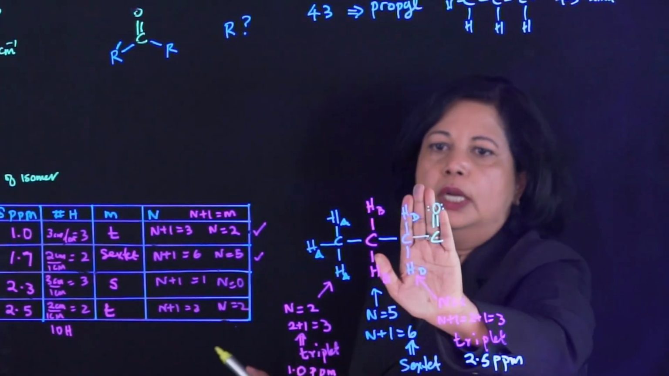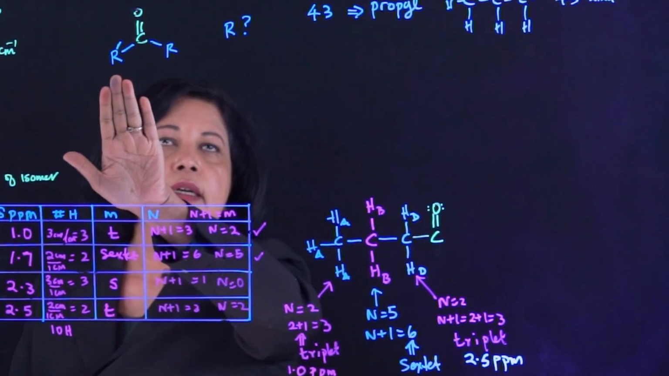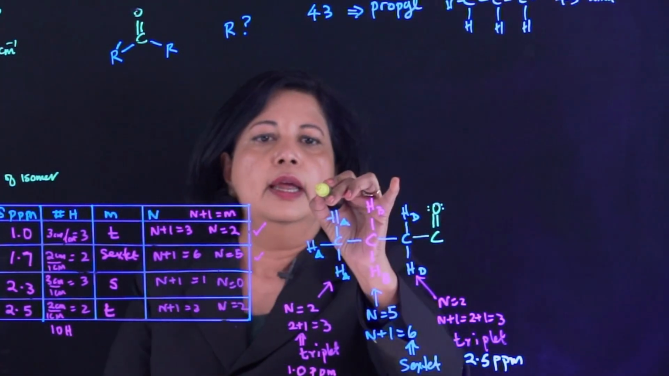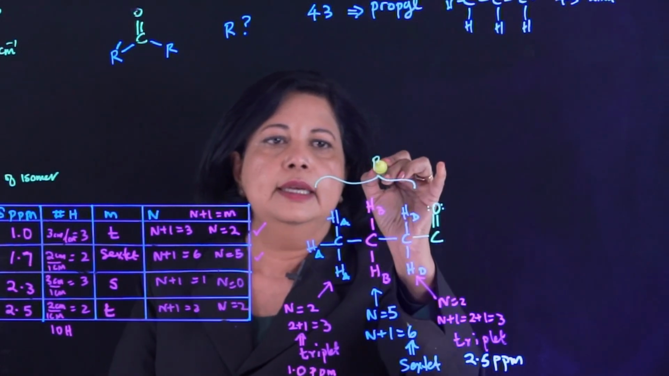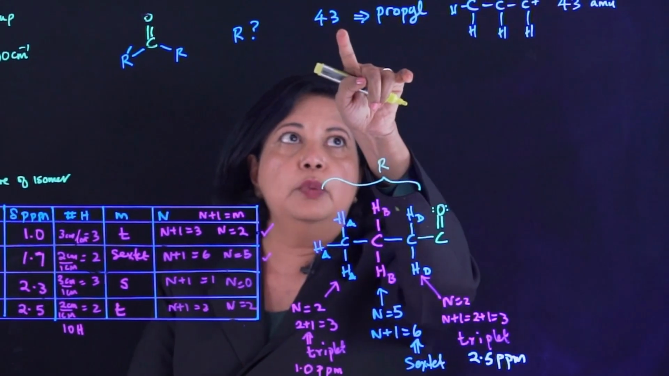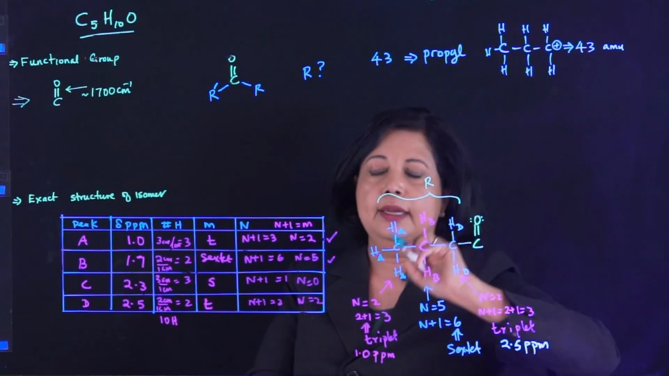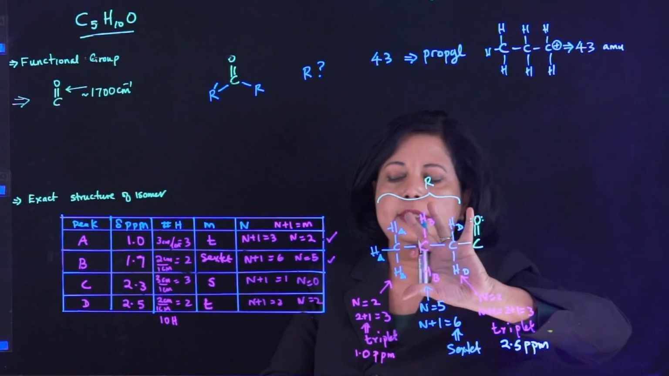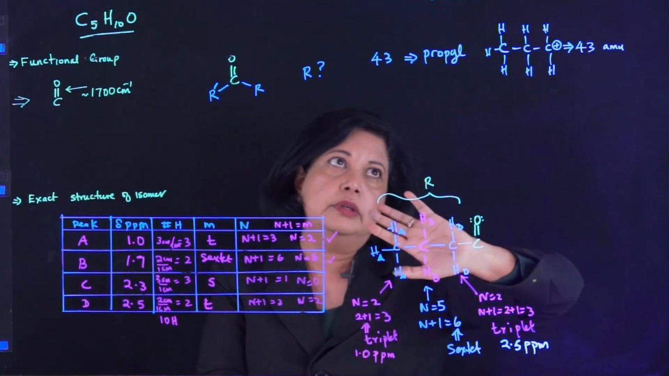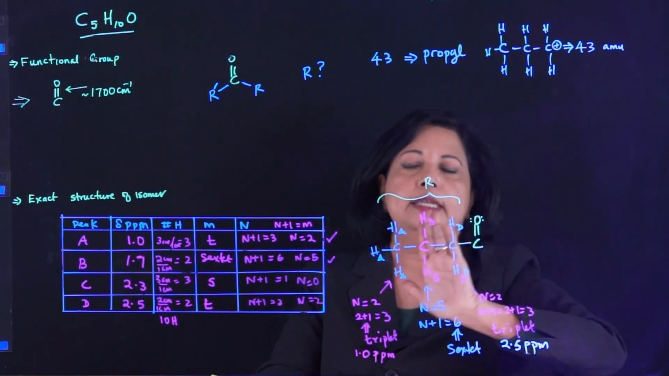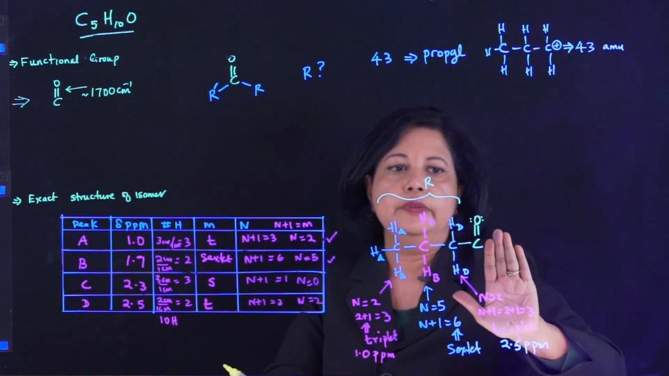So we got one side worked out. And let's say that's your R. So here is your R. And we can see that that is exactly what you see on your mass spec at 43 AMU. So both these pieces of data corroborate each other, and we know we have a propyl on one side of your carbonyl. What do we have on the other side?